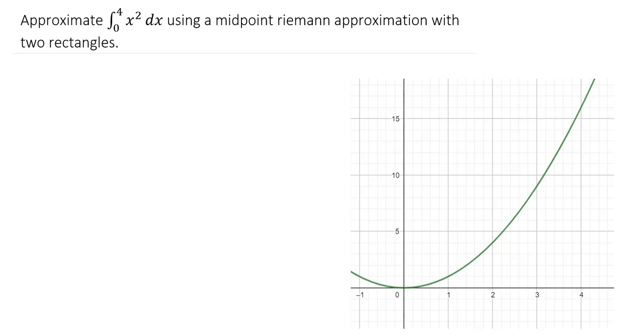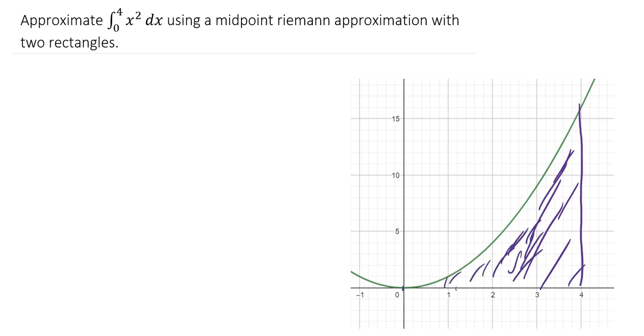One problem I could have is approximate the integral from 0 to 4 of x squared, so area under x squared between 0 and 4. Here's 0, here's 4. I want to approximate this area using, it says, two rectangles. It doesn't tell me my rectangles have to be equally wide. I'm going to use two equally wide rectangles.